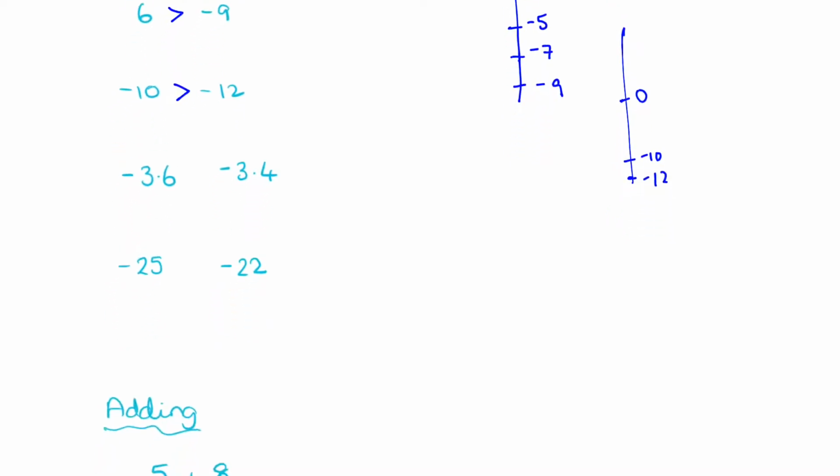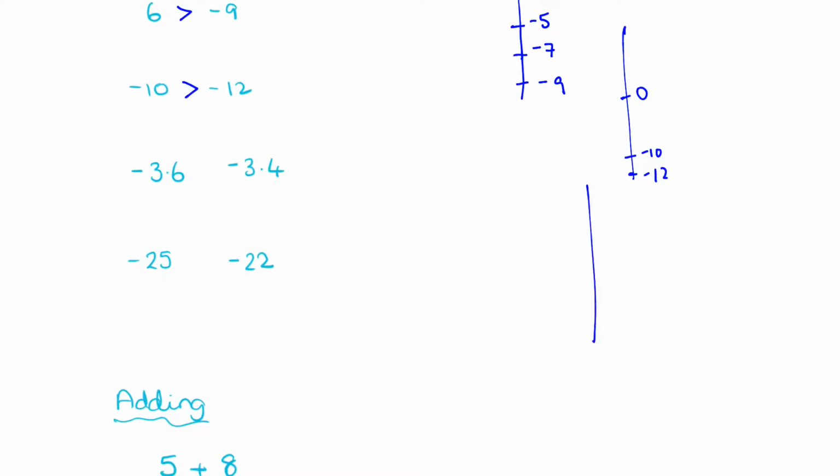Then into decimals. And again, I just always think a number line helps. So if we've got 0, if we put the first number in, negative 3.6.